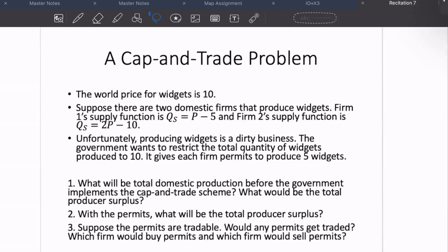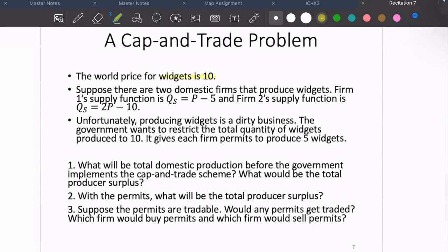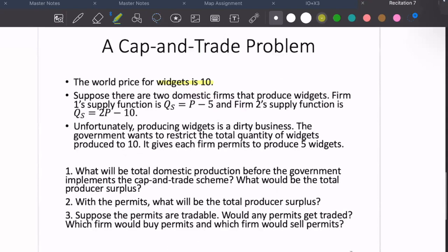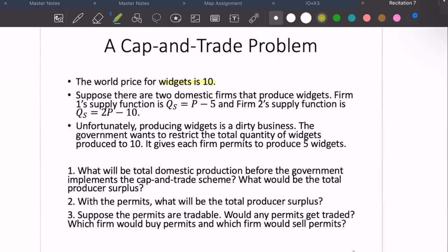So, we start with the example where the world price for widgets is $10, and suppose there are two domestic firms that produce widgets. Firm 1's supply function is QS equals P minus 5, and firm 2's supply function is QS equals 2P minus 10.